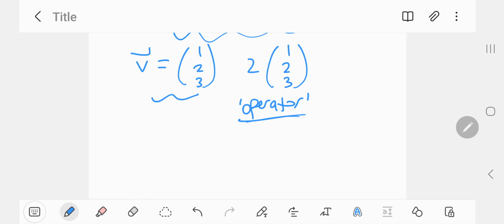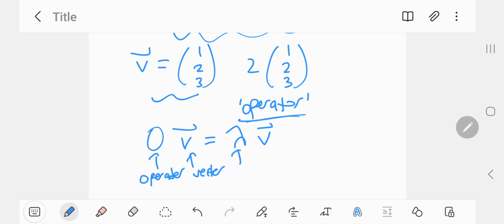In more general terms, an operator O acts on the vector v to give you some multiple, let's call it lambda, of itself, v. O is for operator, v is the vector, and lambda, the Greek symbol lambda, is some number, a constant.